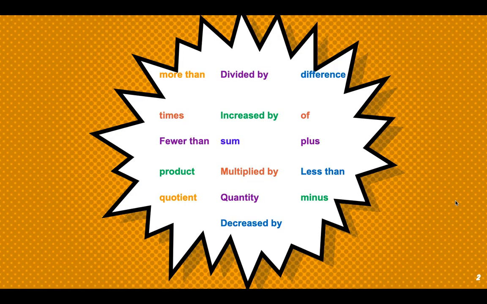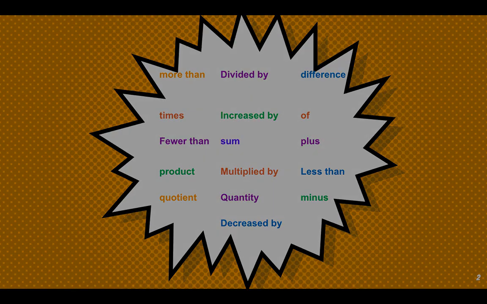Okay, so to start, we're going to translate between verbal expressions and expressions that have numbers, variables, and addition, subtraction, multiplication, and division signs. So you may see some of these words in a word problem or just a written expression that we need to convert into a math expression. And so we want to organize these into what would make sense for which operation they're talking about.